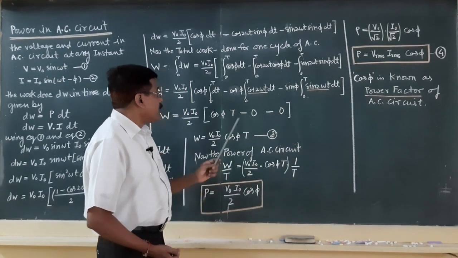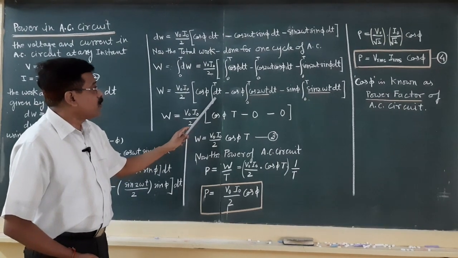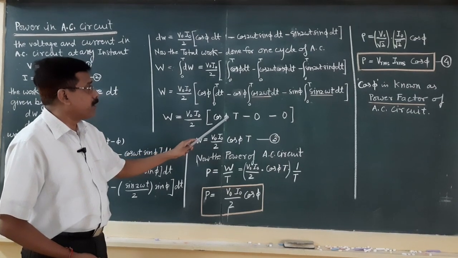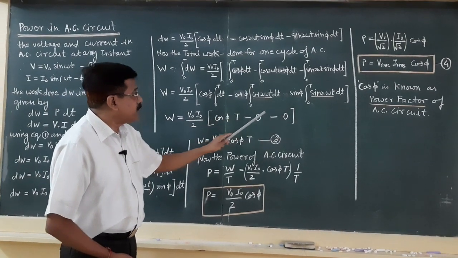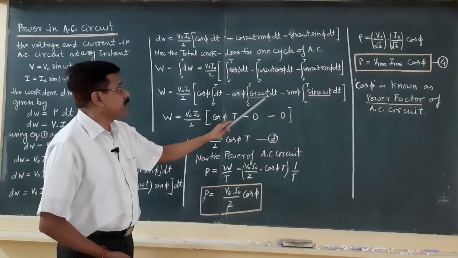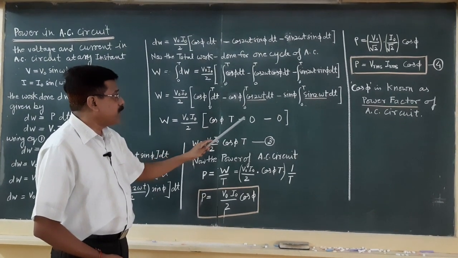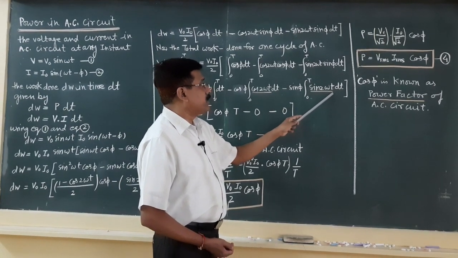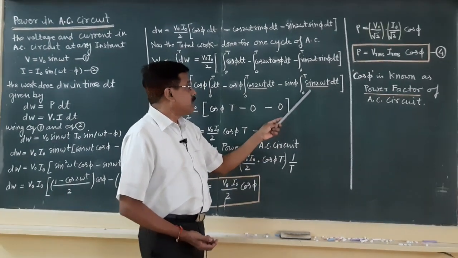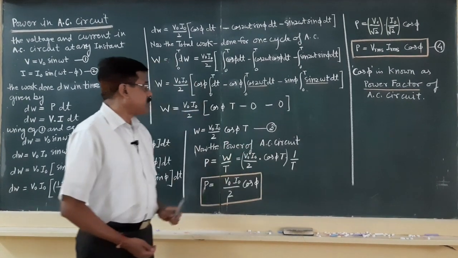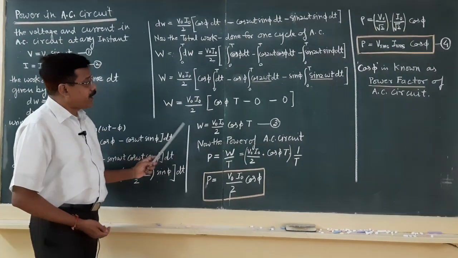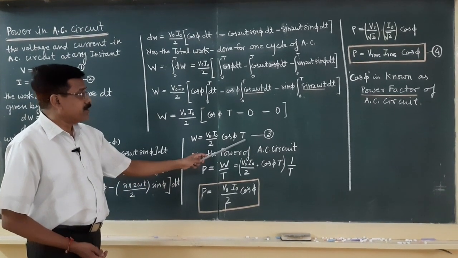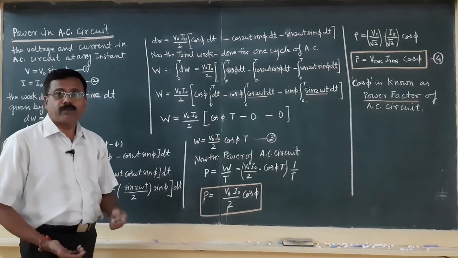Now, if you integrate, the integrated value of dt will simply be T after applying the limit, and the integrated value of cos 2ωt dt will be 0. So, 0 into cos φ is 0. Similarly, the integrated value of sin 2ωt dt will be 0, and 0 into sin φ is 0. Finally, you can say that work done W = V0 I0/2 cos φ T, this is equation number 3.